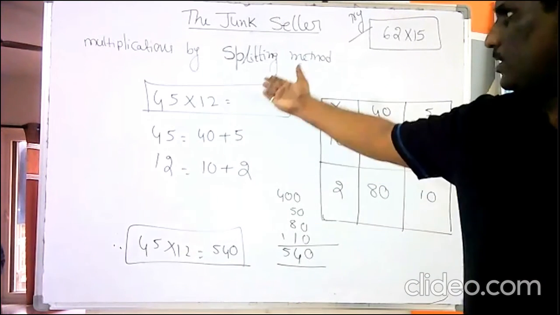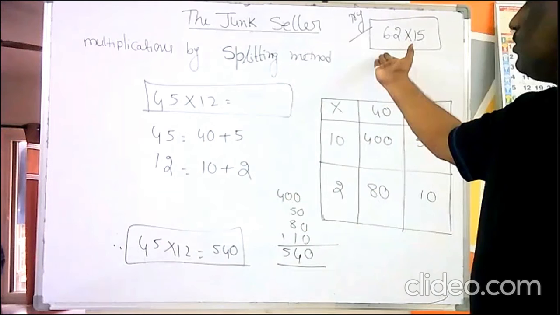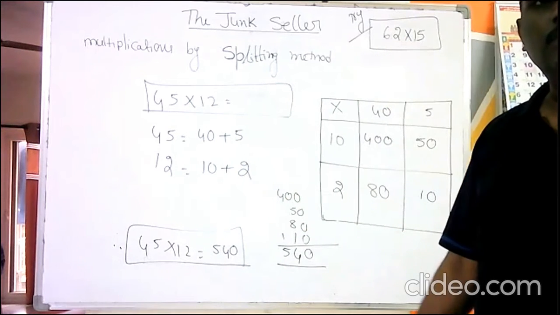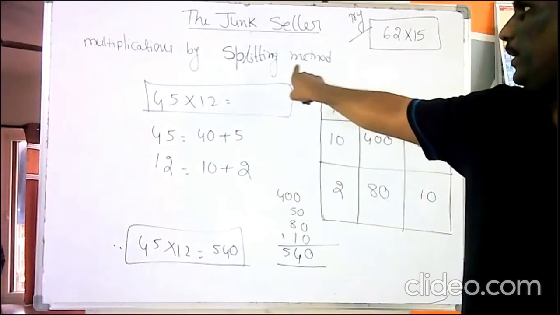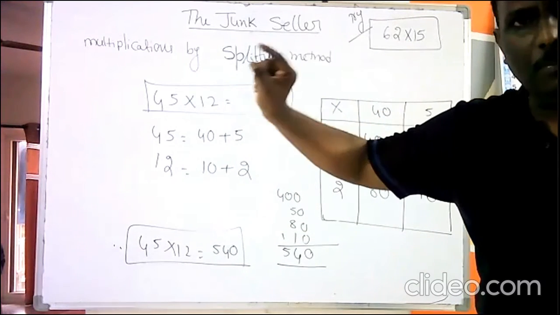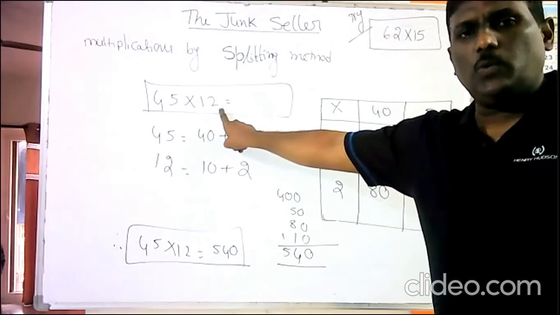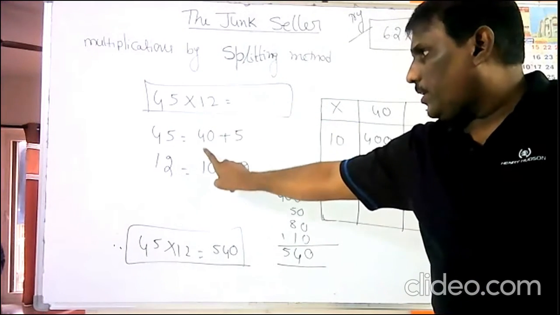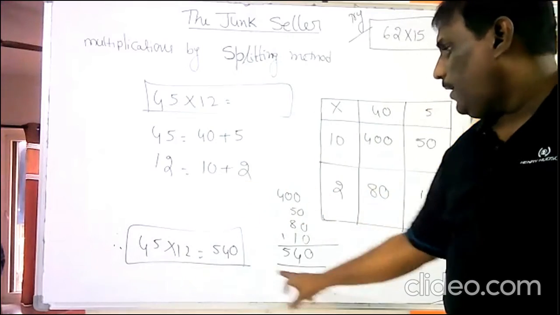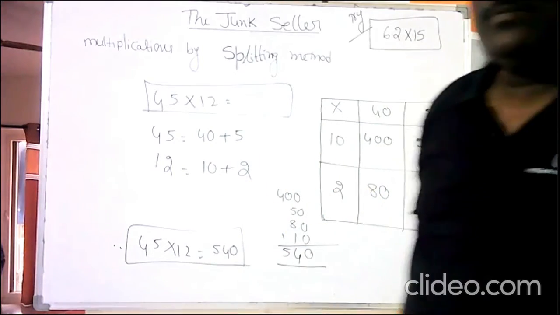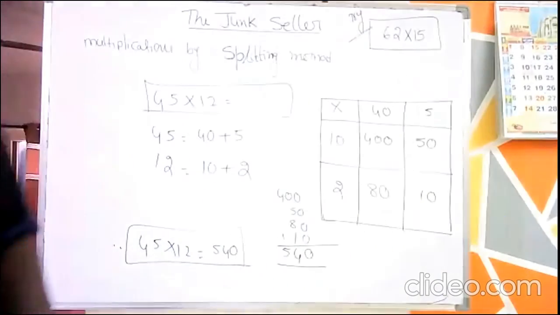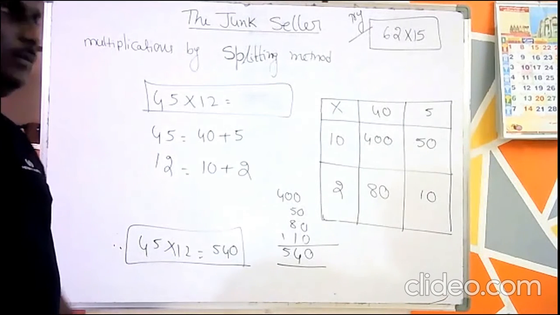First question is done here. The second question is given for you. Multiplication by splitting method, that is the topic we are going to discuss now. First question, find 45 into 12. Express 45 and 12, make the table, add and get the value. We have to write the first question also. Yes, this is the first question.